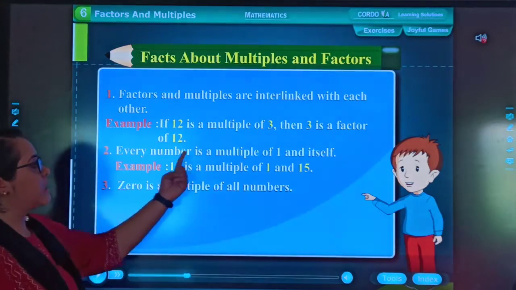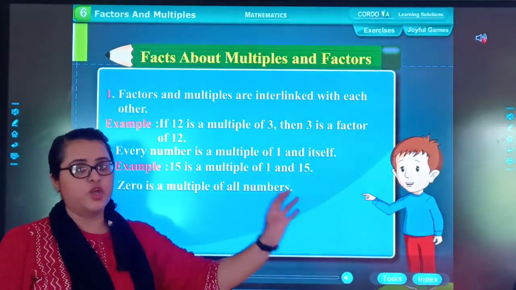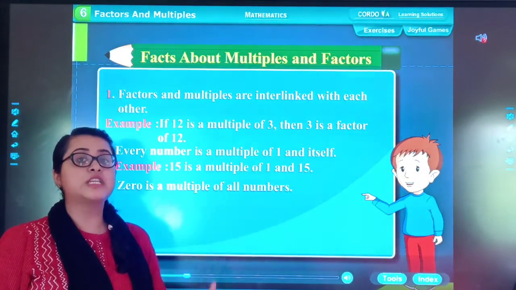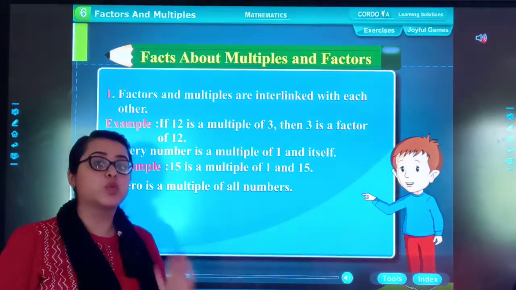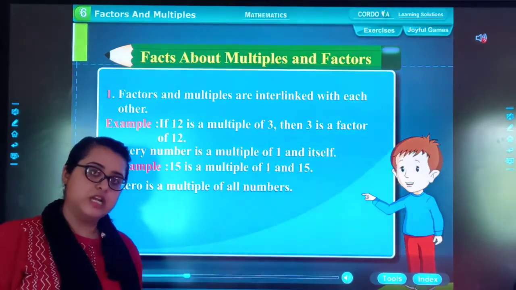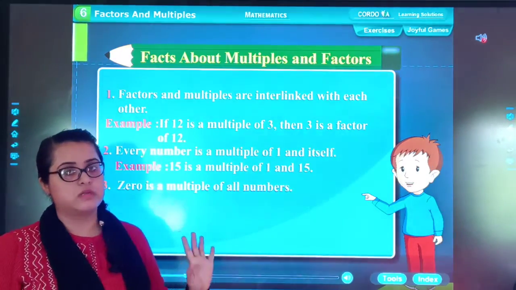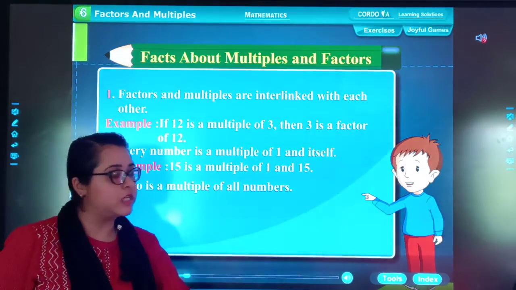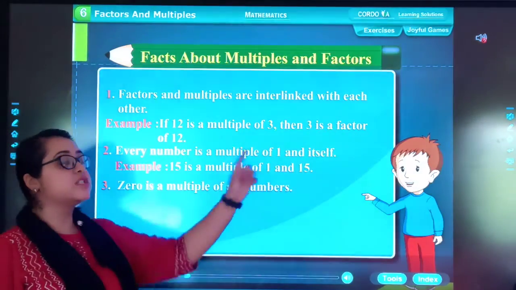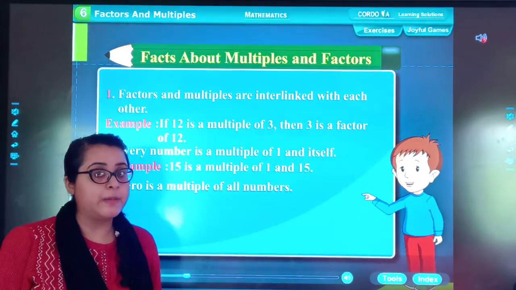Every number is a multiple of itself. कोई भी नंबर हमेशा 1 के टेबल में जाएगा और खुद के टेबल में भी जाएगा. Understood students? 0 is a multiple of all the numbers as well as 1 is also a factor of every number.